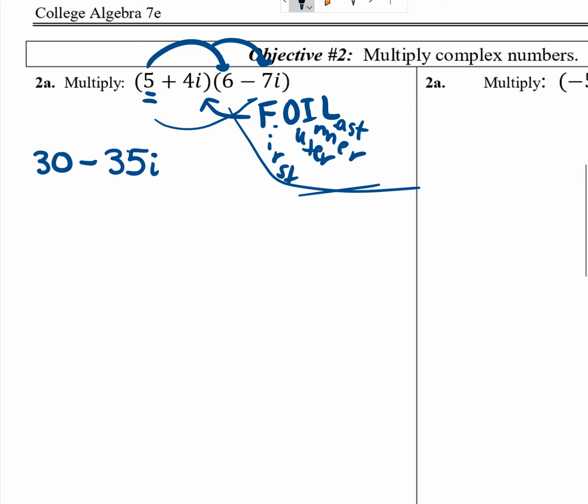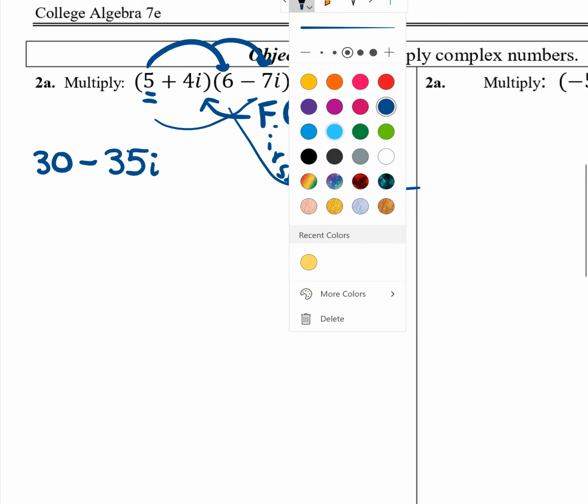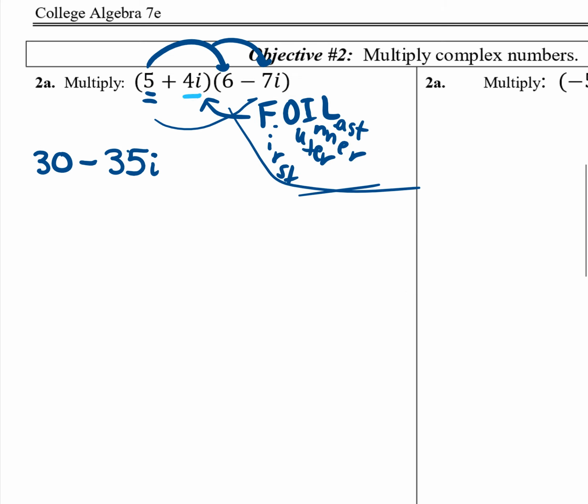Now we're going to focus on the second term in the first parentheses, 4i. And it's going to be multiplied by each of the terms in the second parentheses, 6 and negative 7i. So first, 4i times 6, that'll be 24i. And then the 4 times the negative 7i will make negative 28, but this time it's an i times an i, so I'll have to write i squared. All right, I think it looks good.